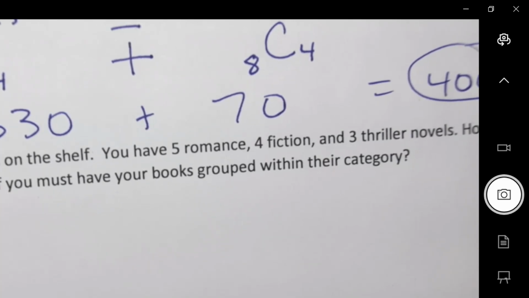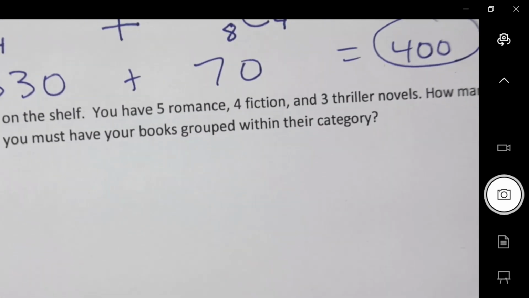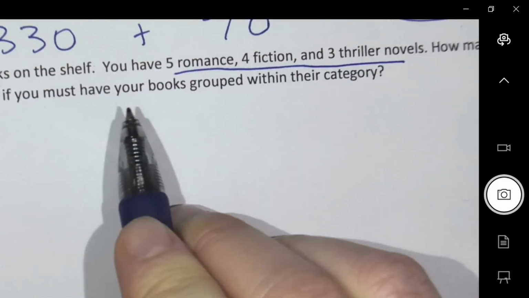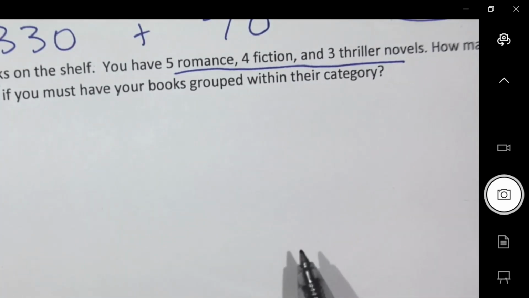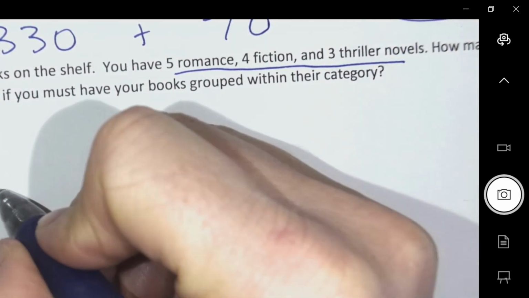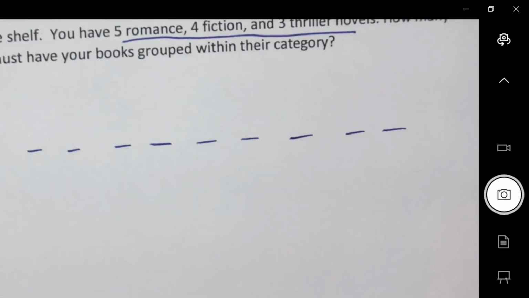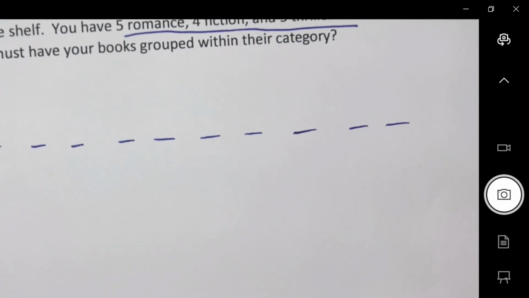Okay, the last question. I have a bunch of novels. So how many is that for my novels? 5, 9, 12. I have 12 novels. And I'm putting them on a bookshelf.